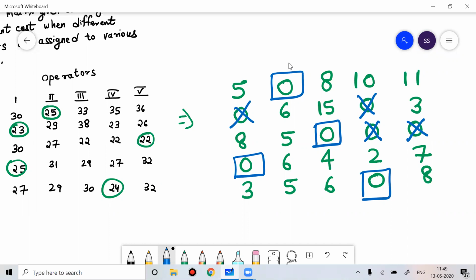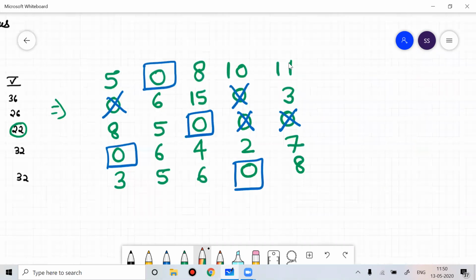Now if you notice, the first row is allocated, the third row is allocated, the fourth row is allocated, the fifth row is allocated, but the second row is not allocated. It means the solution we got is not the optimal solution. To get the optimal solution, we have to tick the row which is not allocated, that is the second row. Now in that row, wherever a 0 is there, tick the corresponding column.